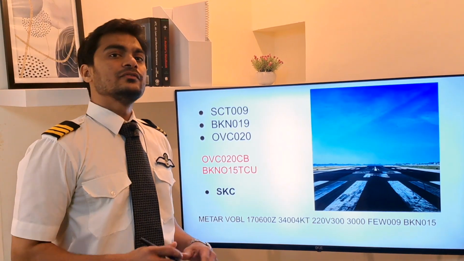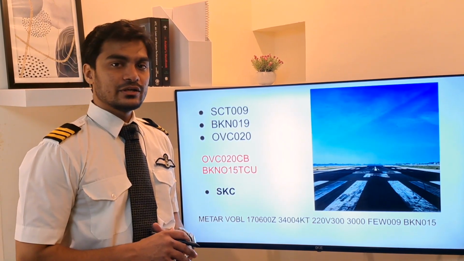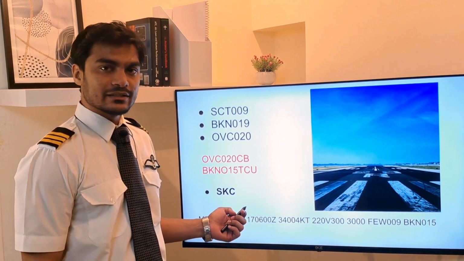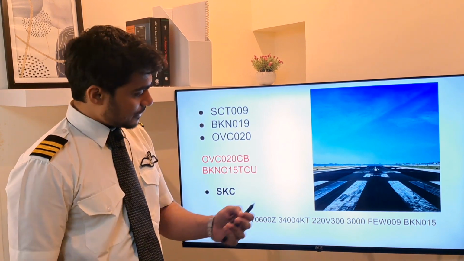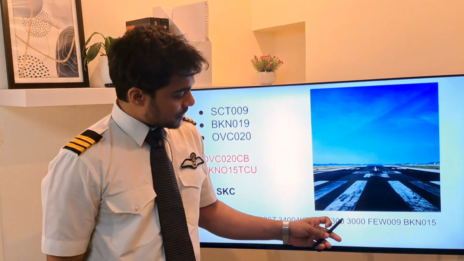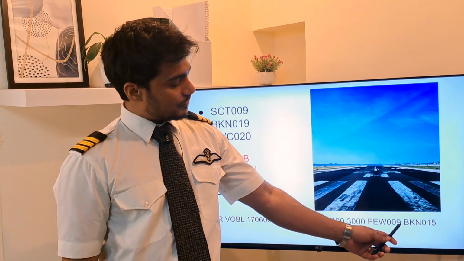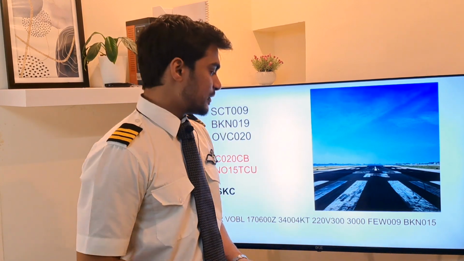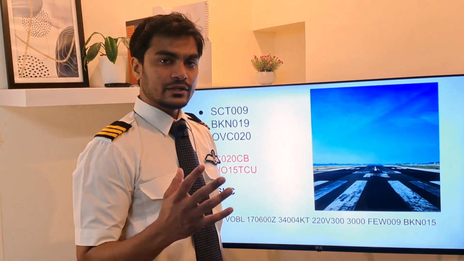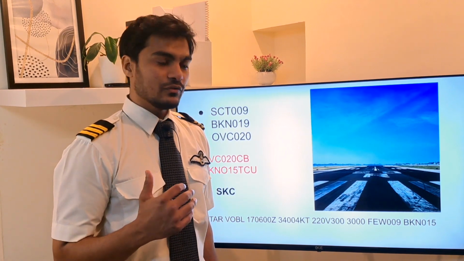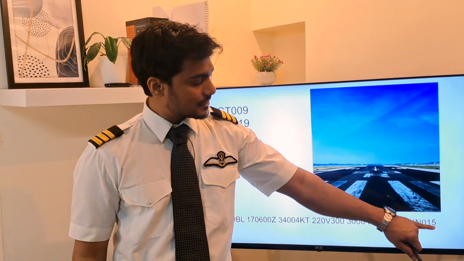Now anytime the entire sky does not have even a single cloud, it is always denoted as SKC, which stands for sky clear. Now let's have a look at the entire METAR. In this METAR, if you see, we have a visibility of 3000 meters, few clouds at 900 feet, broken at 1500 feet. Now let's say if in your entire METAR you have multiple cloud bases, it is always presented in an ascending format, like 900 feet, then next comes 1500 feet, and so on.